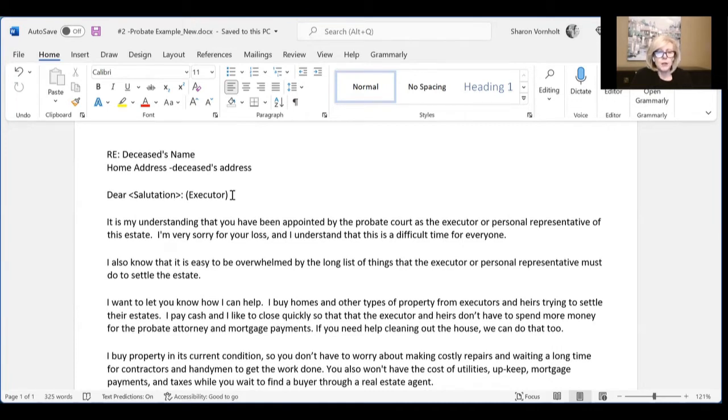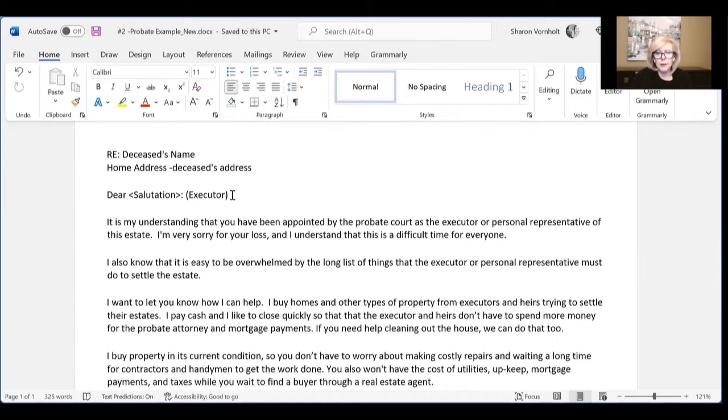So you acknowledge that you understand that they are in this position. They may or may not have known they were going to be in this position, but you're acknowledging their situation. And trust me, that's important to them. They want you to know that this is just not a house for sale. This house comes with memories and all sorts of things.